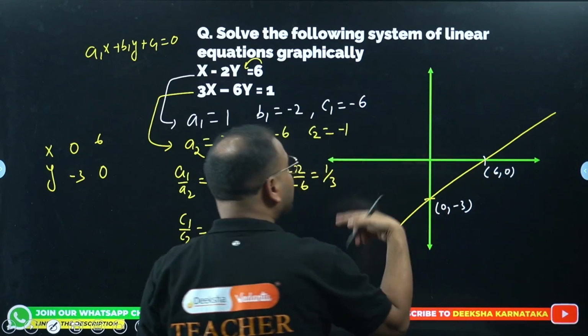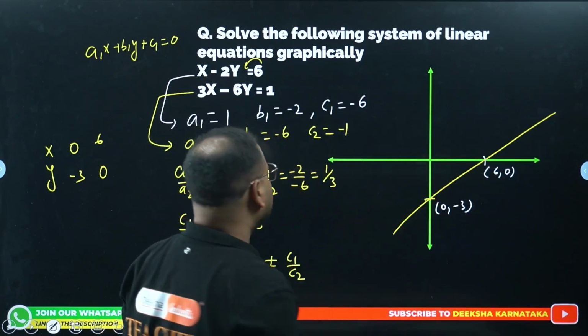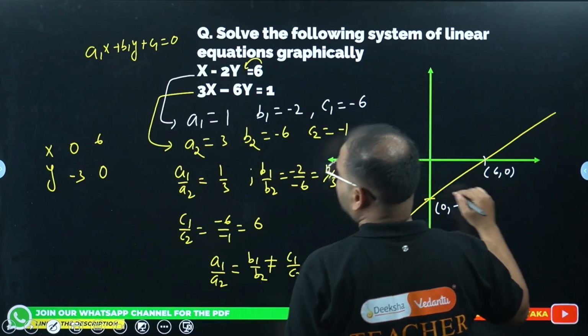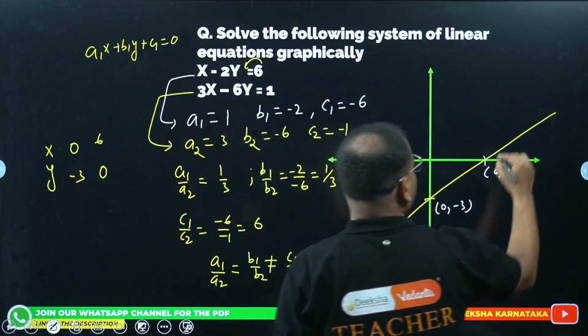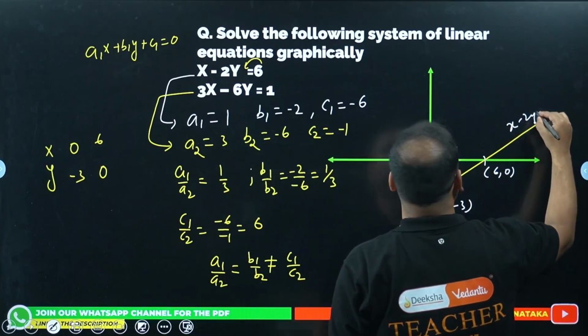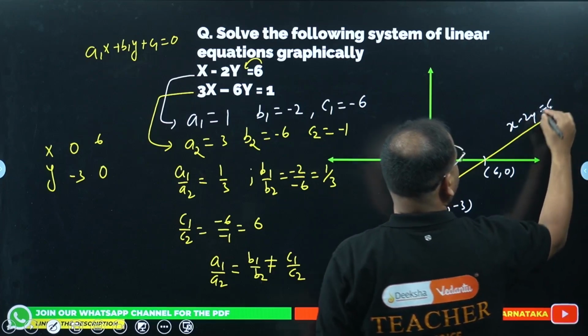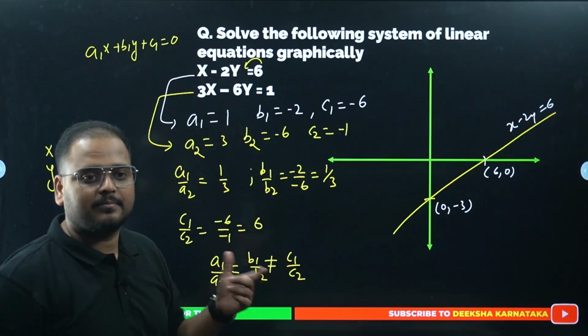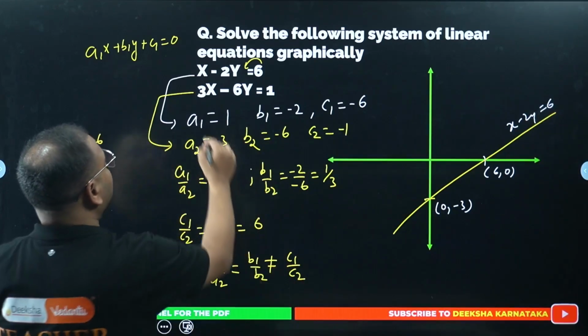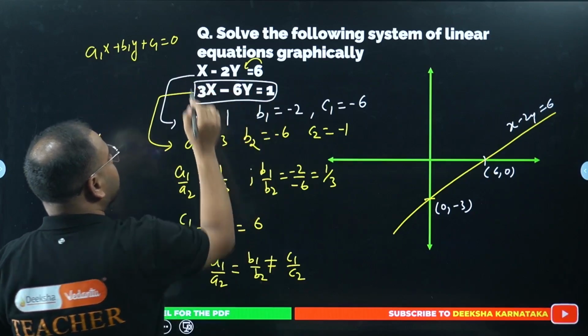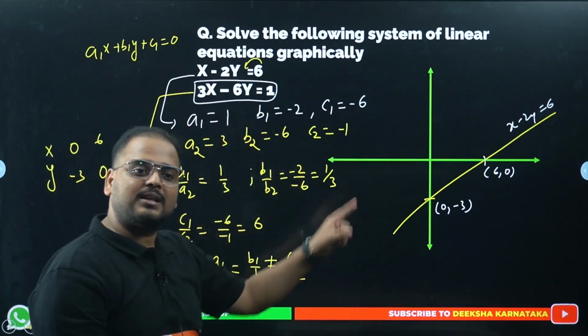So the other line would be parallel to this line. If this is my first line, the other line would be parallel to this line. This is x minus 2y equal to 6. Try drawing it. I will not draw the second line. You try drawing it in your pen and paper. You will get the second line parallel to this line as well.